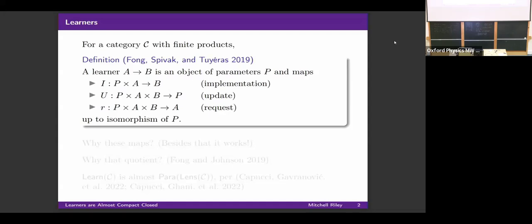Okay, so I see this definition and I'm wondering, first of all, why these particular maps? It's maybe an odd, asymmetrical thing. And the fact that it works is a good answer. Maybe that's fine.